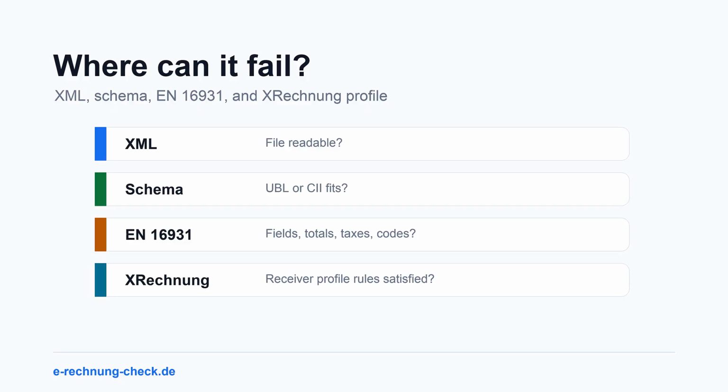An XRechnung can fail on several layers. First, the XML file is not readable or is damaged. Second, the structure does not match the expected schema, for example UBL or CII. Third, the invoice violates EN 16931 business rules, such as required fields, totals, tax categories, or codes. And fourth, the file does not satisfy the concrete XRechnung profile rules expected by the receiver.